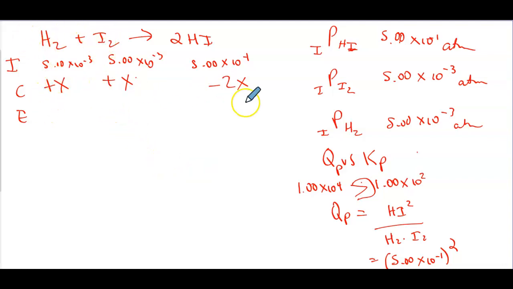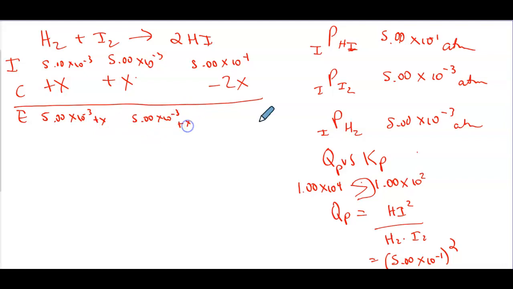Because there's coefficients of 1. Why minus 2x? Because if this side is positive, the other side needs to be negative, and it's a negative 2 because of the 2 in front. So to get my E, I'm going to take 5.00 times 10 to the negative third plus x, and for HI, 5.00 times 10 to the negative 1 minus 2x.